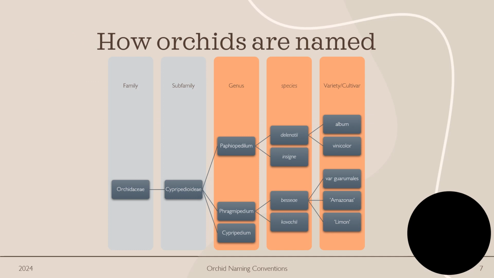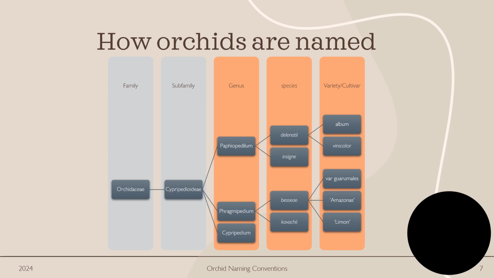In this slide here, I'm trying to describe how orchids are named and the naming convention for nearly all plant species. First of all, we have the family Orchidaceae. Then we have the subfamily, which we were describing earlier. In this instance, I'm choosing the Cypripedioideae family. This has, as you saw, 5 genera, and I have 3 of them listed here: Paphiopedilum, Phragmipedium, and Cypripedium.